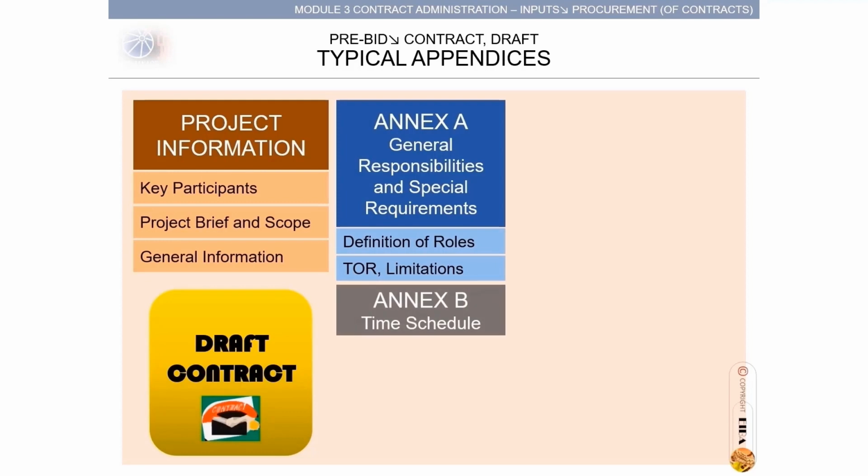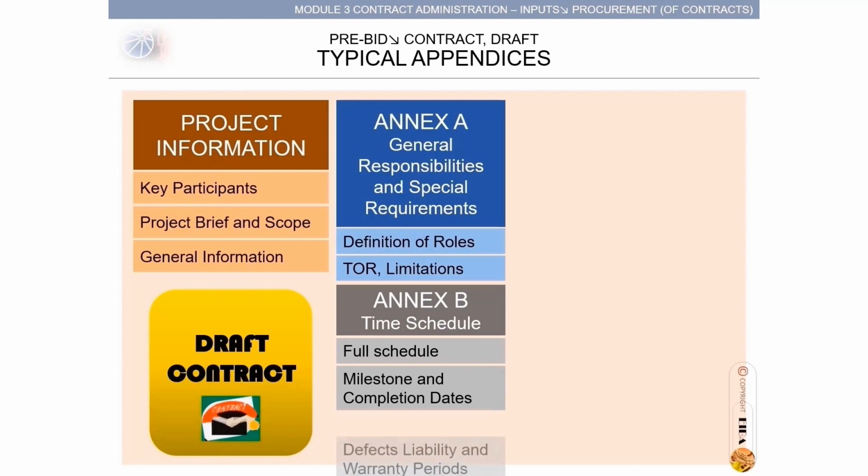Annex B, Time Schedule. Full schedule is shown, usually in Gantt chart. Milestone and completion dates. Milestone dates are specified and considered critical. Statements of defects, liability, and warranty period.